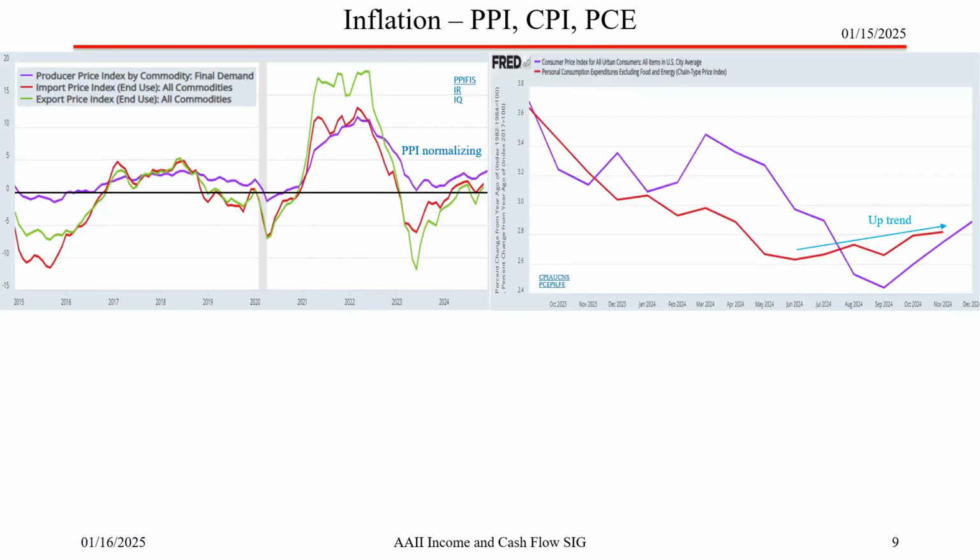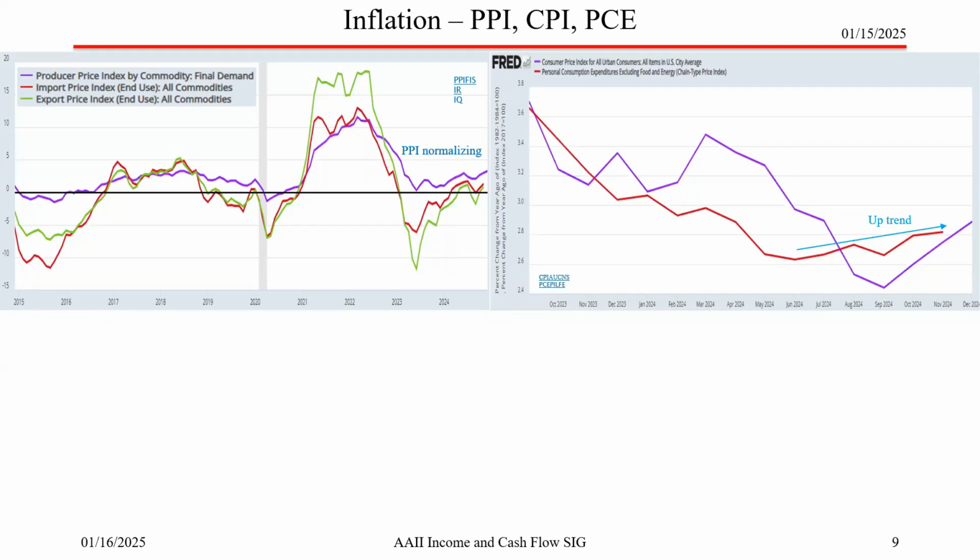And the two key inflation numbers, the headline CPI and core PCE, the Fed is looking at the core PCE. That's why it's a red line. And if you look at the red line, that's very obvious. It's been trending up since June. And that's why when Chairman Powell said there's the uptrend, nobody should be surprised.